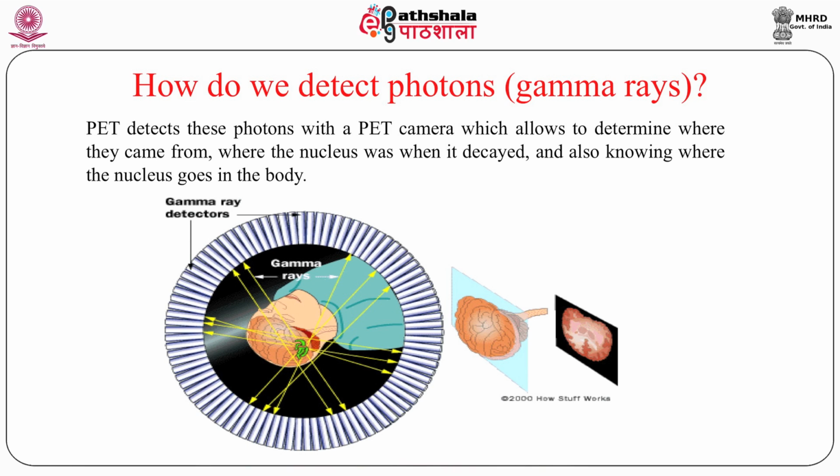Now the question arises: how are these two photons detected? It is possible only when you have detectors all around the patient's body or the lesion which you are planning to detect. Because if any of the photons get missed, you may not be able to register an event. So the event registry is very important as far as this principle goes.